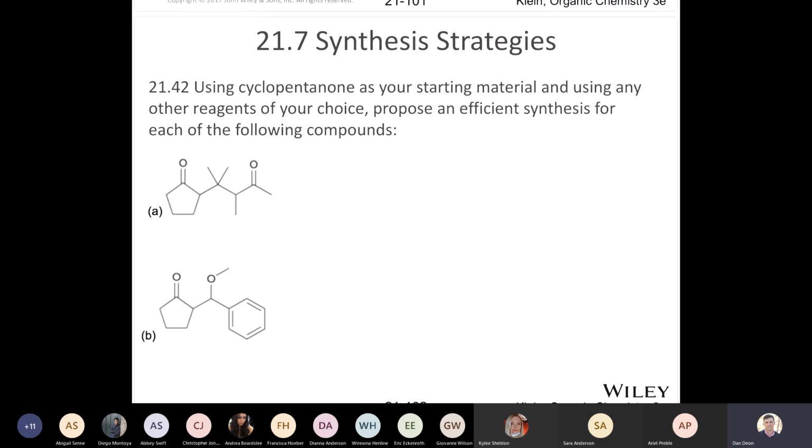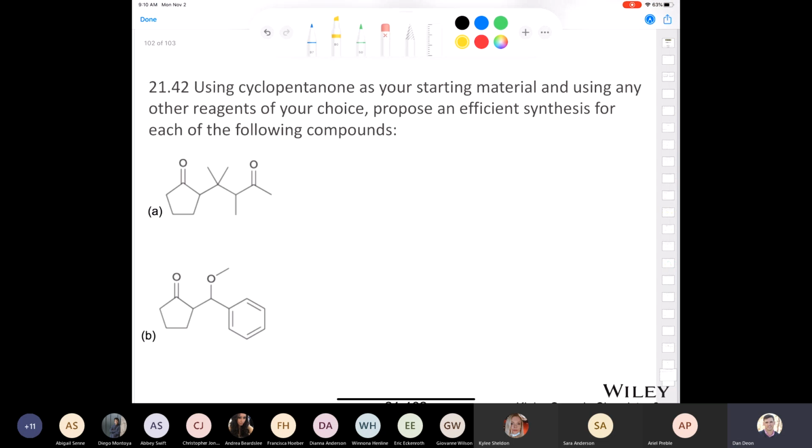So 21.42, using cyclopentanone as your starting material, and using any reagents of your choice, propose an efficient synthesis for each of the following compounds. Well, the first thing I notice about this problem is that you have 2 carbonyls and they are 1, 2, 3, 4, 5 atoms apart. And so this is going to be a candidate for the Stork enamine synthesis.